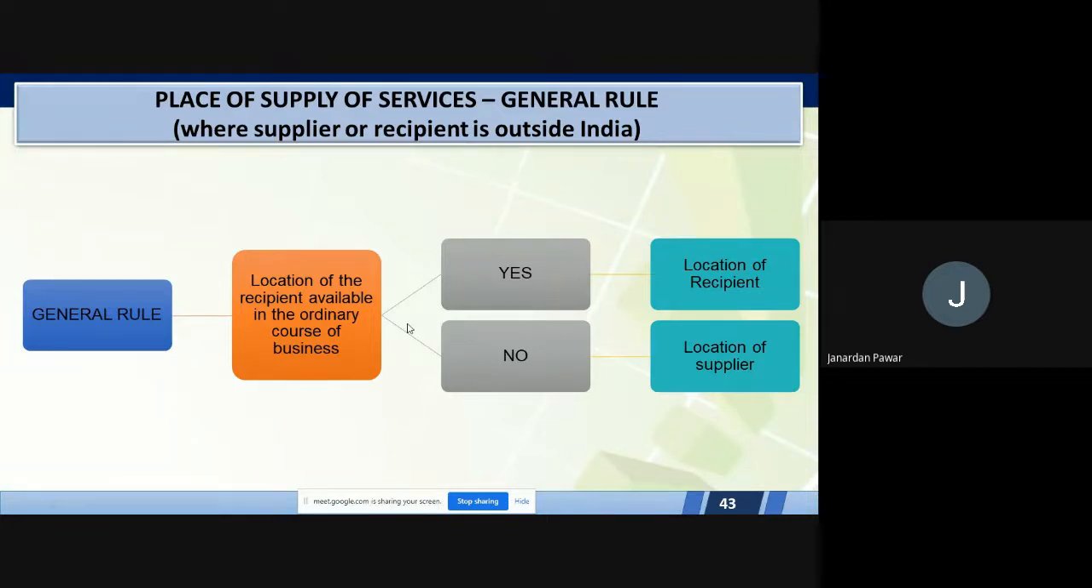In simple term, I will tell you, see, her rule kya mante hai? Javres location, recipient location, uplabdh nastar, javres supplier sa jo address hai, to place of supplier se, javres uplabdh nastar, javres location jya hai recipient sa, two place of supply as well in a simple manner.